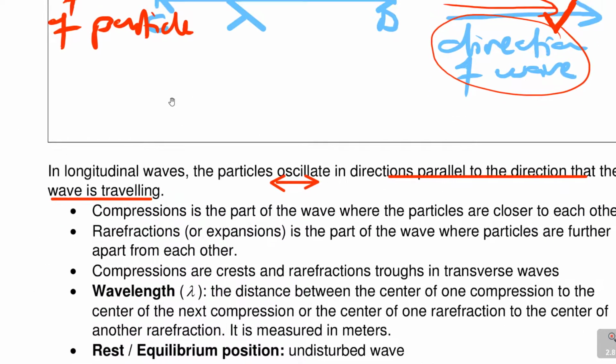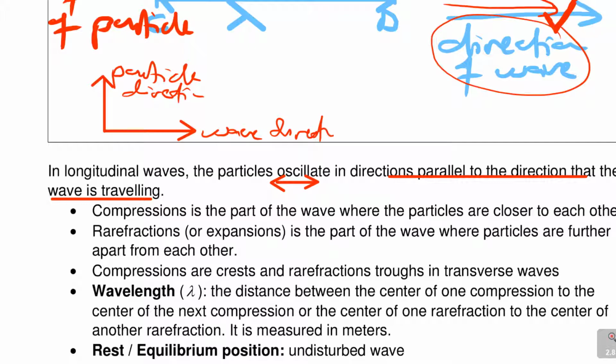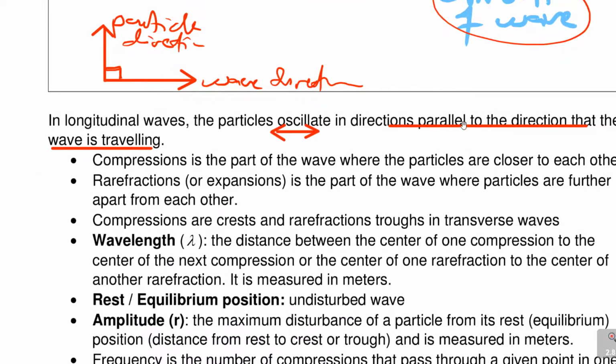Now, I think it automatically reminds me to tell you that this is not the case when you deal with transverse waves. Transverse waves were perpendicular to each other. So this was the particle direction, and this was the wave direction. Remember that. So this was in perpendicular motion. The particles were moving up and down while the wave was moving horizontally. So it was at 90 degrees, perpendicular to each other, but these are parallel.